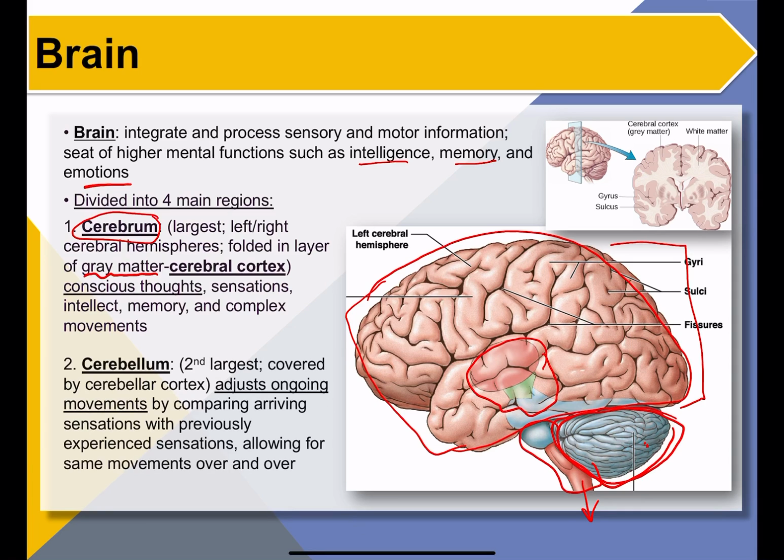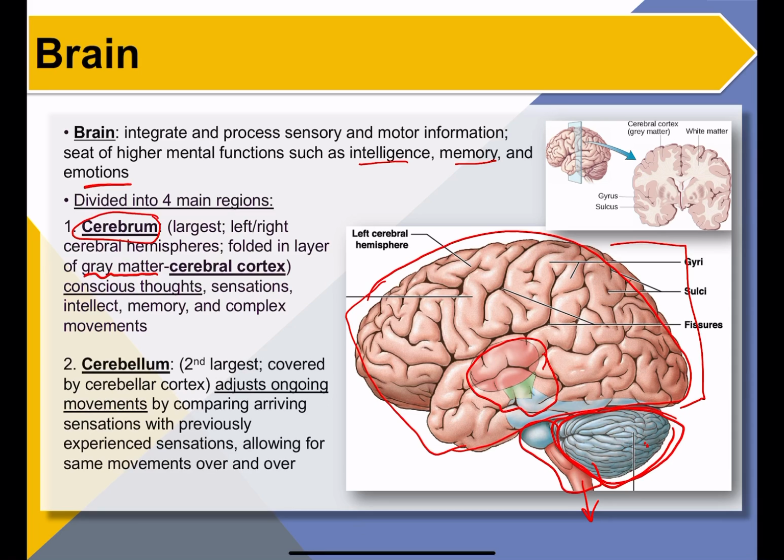The cerebellum is the second largest part of the brain and is covered with cerebellar cortex. Okay, so cerebral cortex for the cerebrum, cerebellar cortex for the cerebellum. Very straightforward. And many of its functions have to do with learning patterns and adjusting ongoing movements. What it will do is compare new sensations with previously experienced sensations and adjust accordingly to accomplish a certain skill that you want to learn, for example.